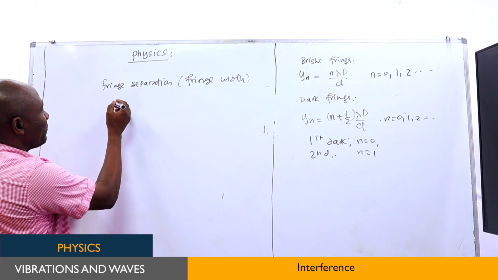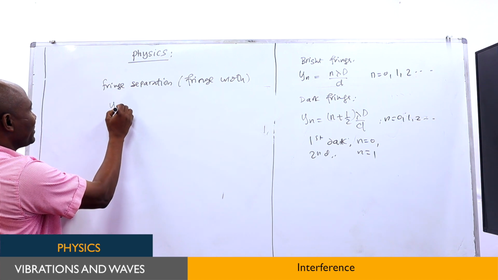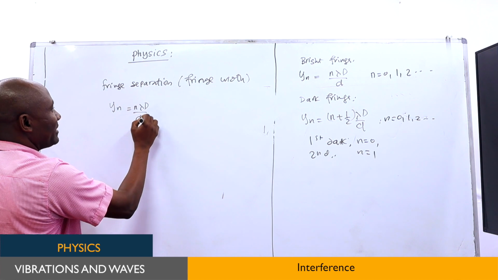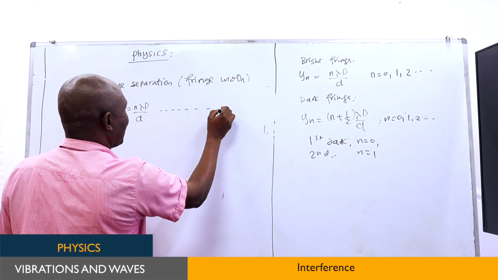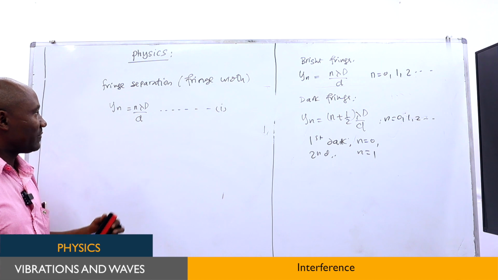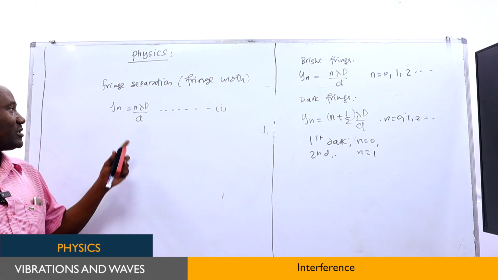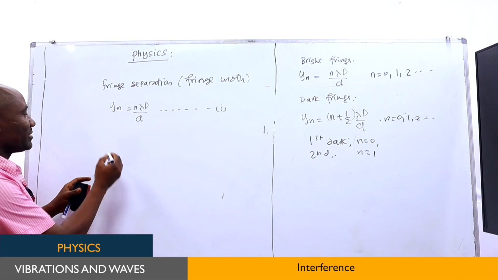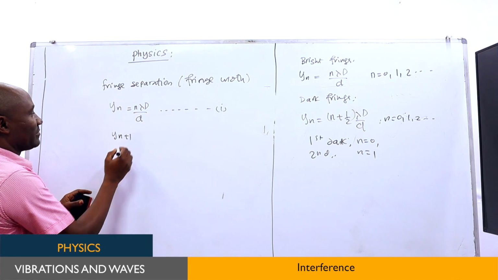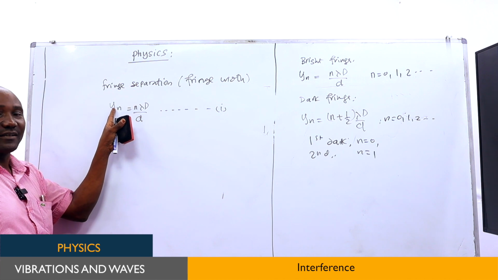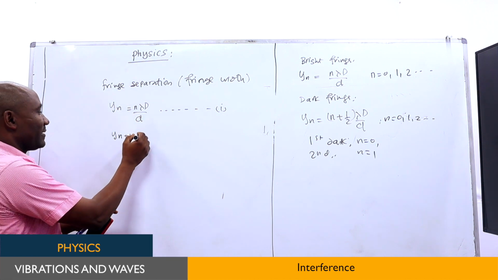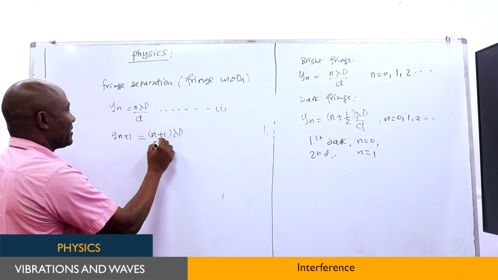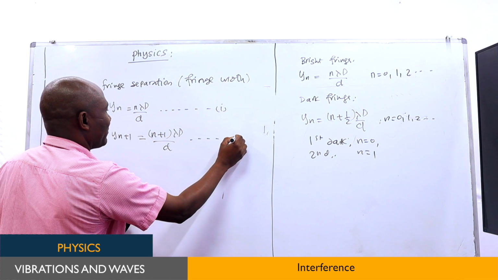So for brights, the position of the nth bright is given by n lambda D over small d. That's equation number 1. For example, this n can be 10, the position of the order of 10. Then next, we'll have n plus 1, maybe if this is the second, then the third. The next will be (n plus 1) lambda D over small d. That's equation number 2.